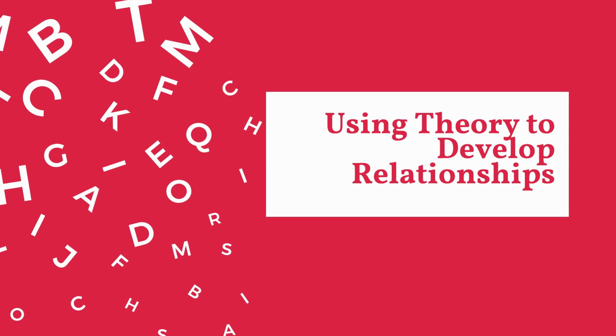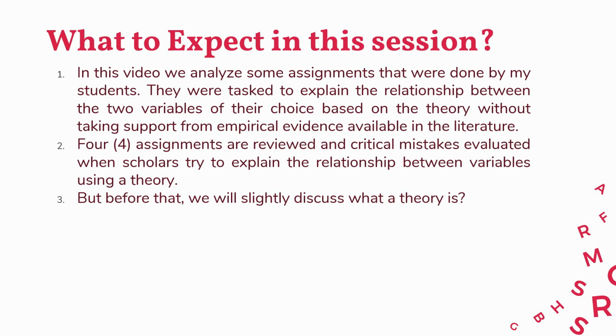In this section, we are going to talk about using theory to develop relationships. Now, what I actually did was that I gave my students an assignment and they were asked to explain the relationship between two variables of their choice based on the theory, without taking support from empirical evidence available in the literature. Now, four assignments are reviewed and critical mistakes evaluated when scholars try to explain the relationship between variables using a theory.